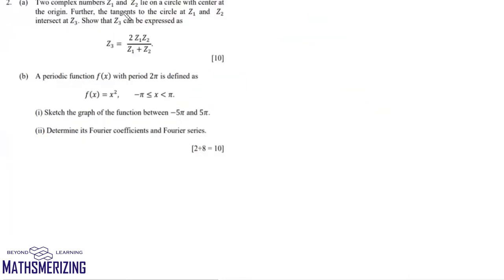Now question number 2a is, two complex numbers z1 and z2 lie on a circle with center at origin.